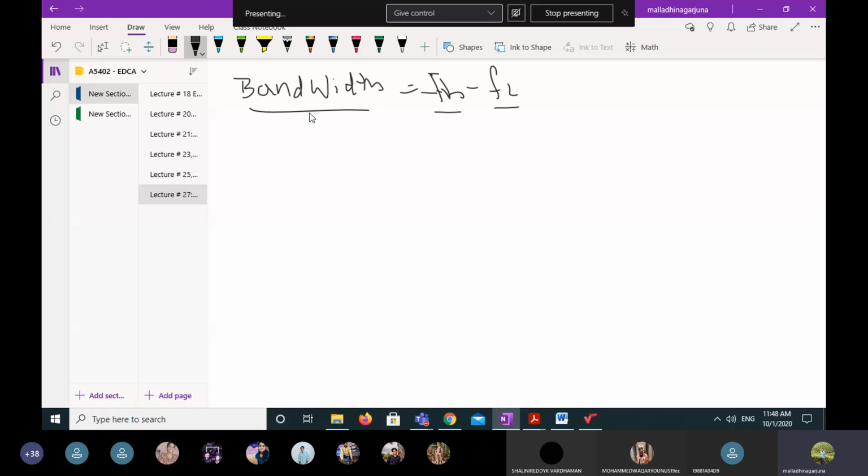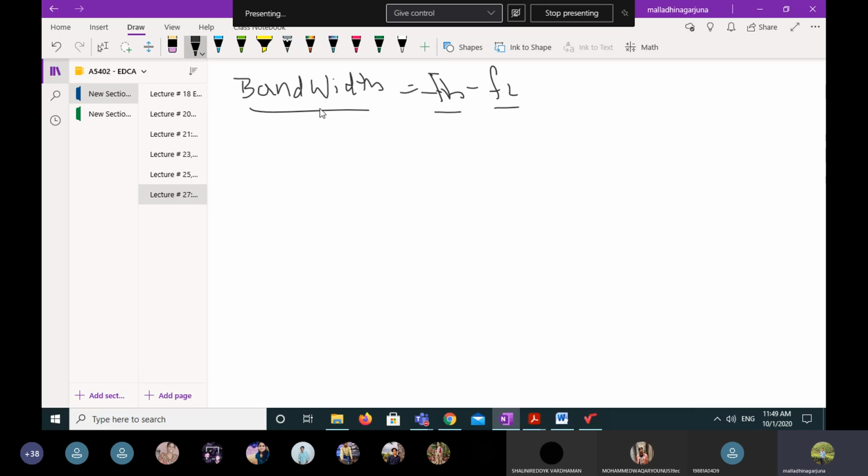Now first let us calculate this bandwidth for the single stage. For single stage also we didn't calculate, right? So we'll calculate the single stage lower cutoff frequency and upper cutoff frequency. Then we'll calculate for the multi-stage amplifiers. So we'll calculate the single stage first. Now let us see.